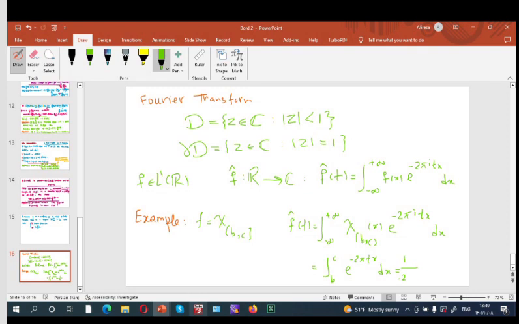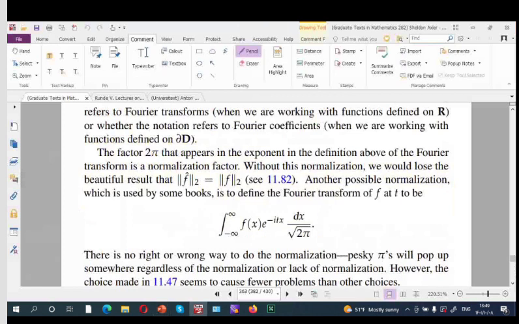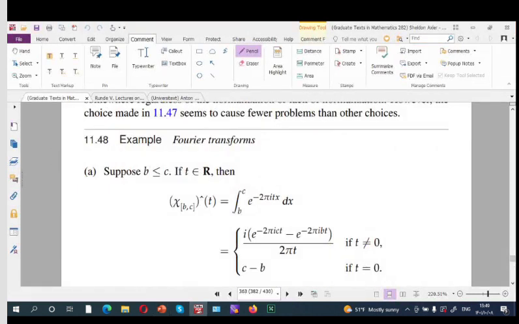Okay, now we take an example. If we consider this characteristic function phi of b and c, we want to compute the Fourier transform of this function.